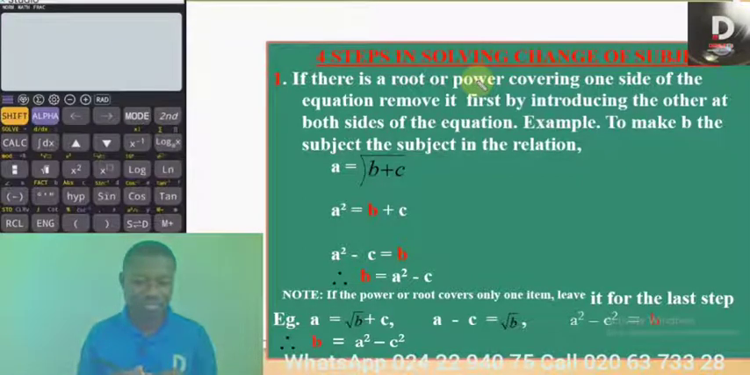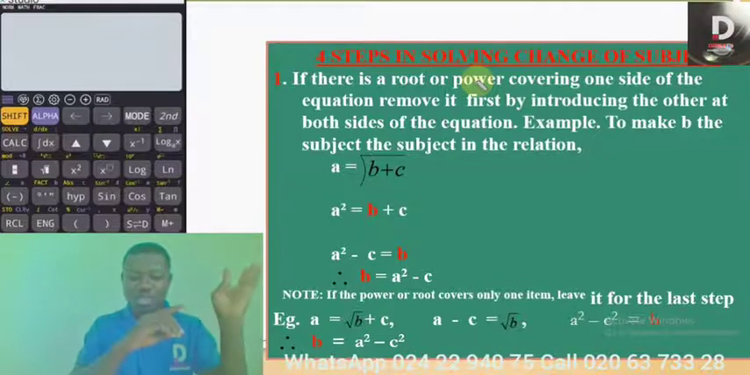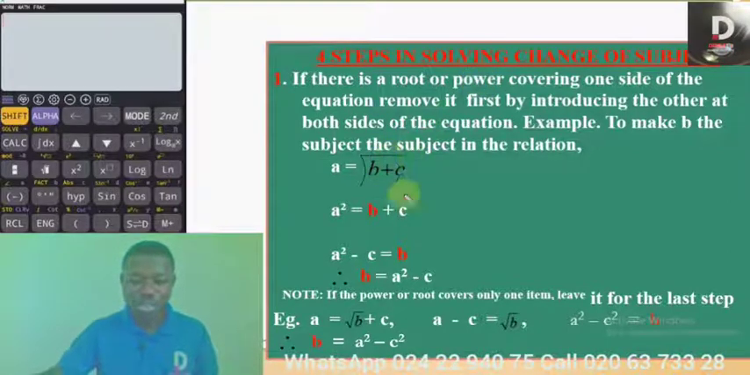That's the first thing. How do we do it? Clear it off by introducing the opposite. Now, the opposite of a power is a root, its corresponding root, and vice versa. So that is all you are expected to do. So looking at this work, can you see? We are making B the subject. But B and C are covered with what?